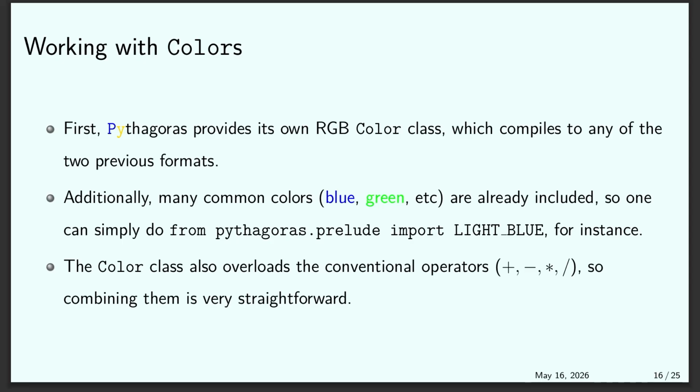So that's it. Combining them is very straightforward. If you want to take the average between two colors, you want to mix it that way. What you do is you add the two colors and divide it by two, as you would do with anything else, or between three or four or whatever.